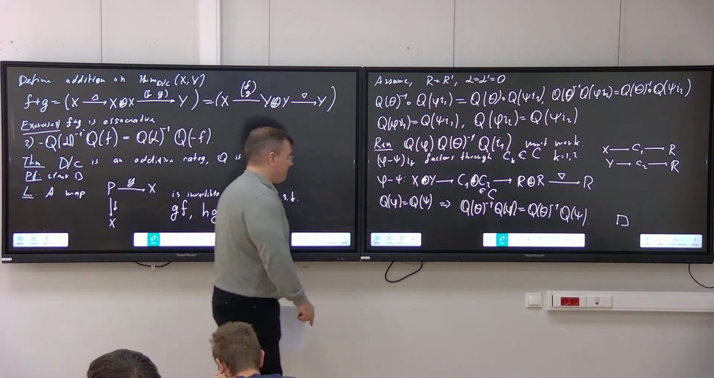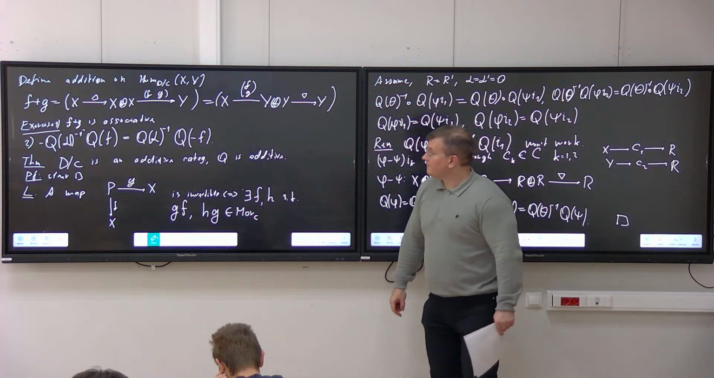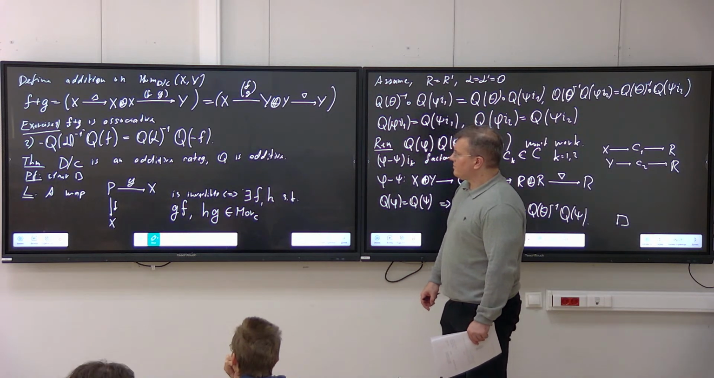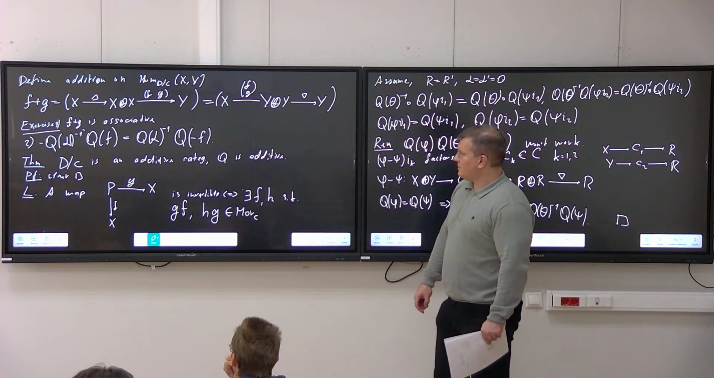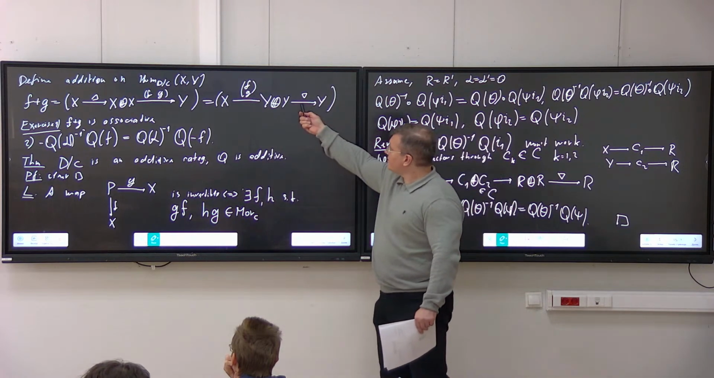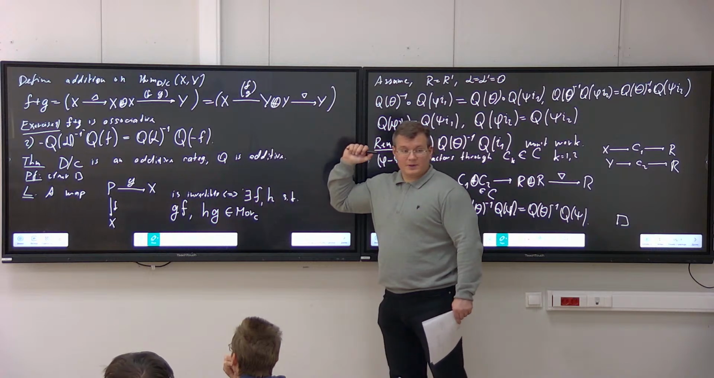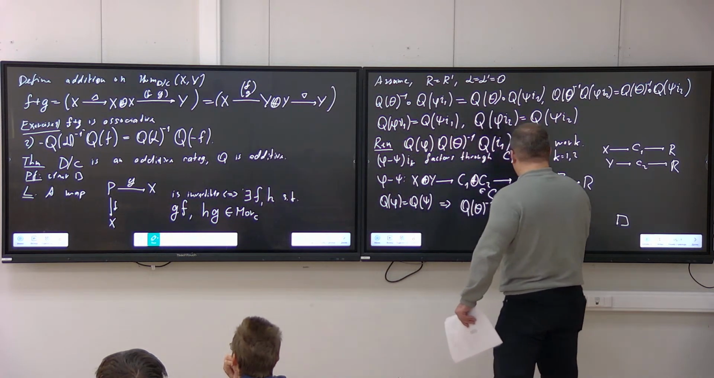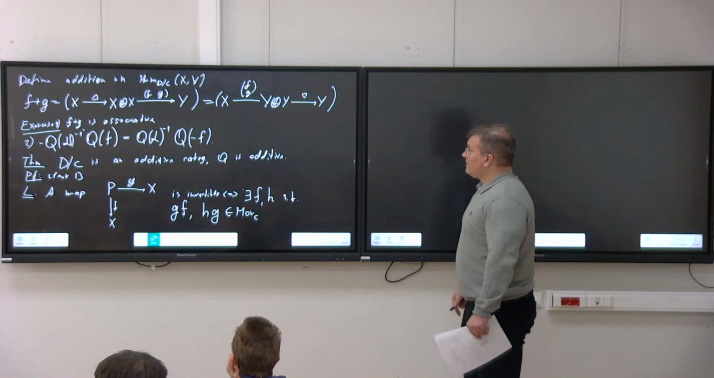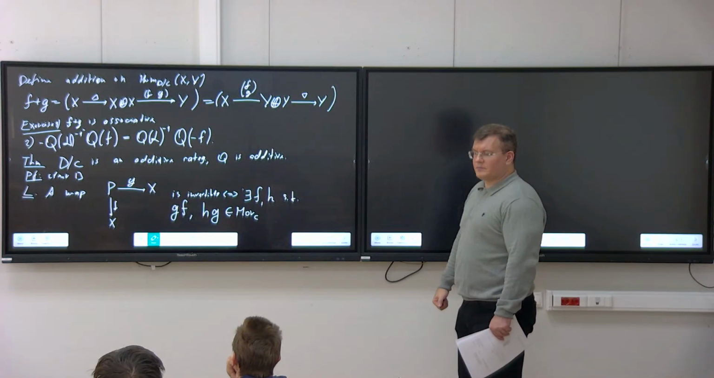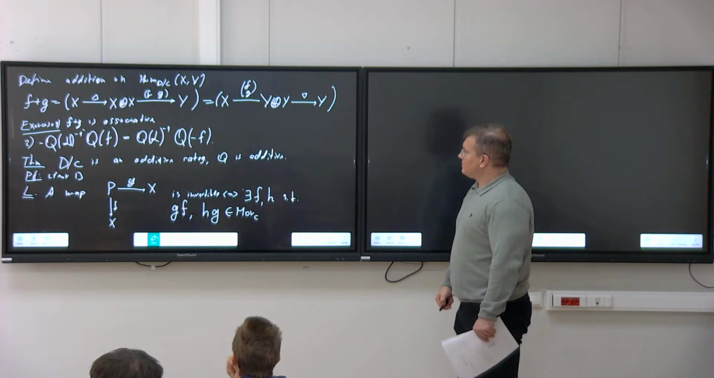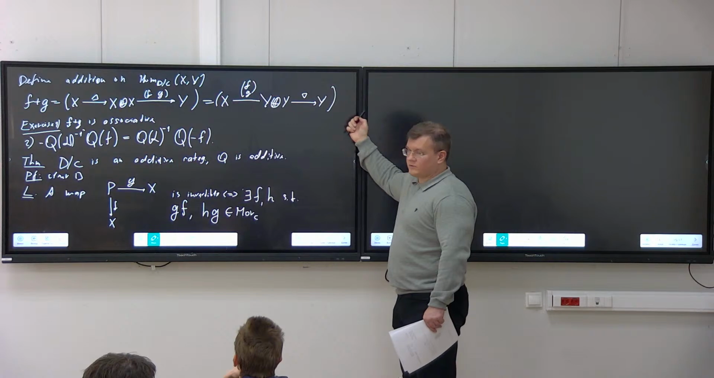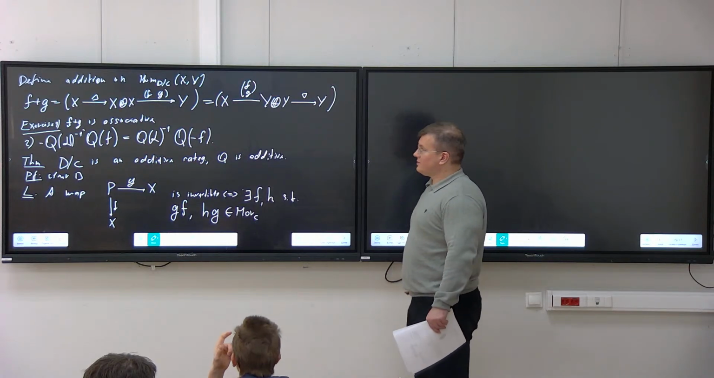Excuse me, what does the number refer to? In the diagram? Ah, yeah, this is the canonical codiagonal map. Is it sum or difference? It's the sum. Yes, of course, this is the definition of the sum. This is a standard definition.